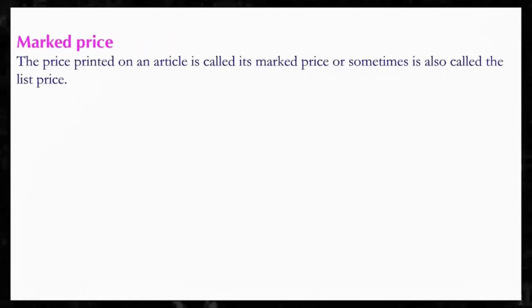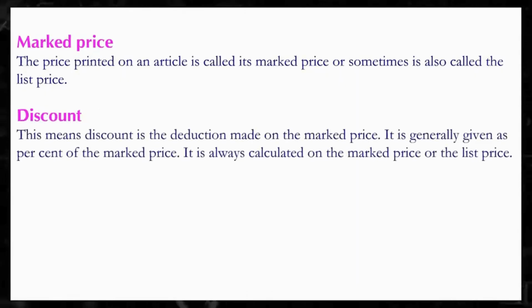Discount. Marked price. The price printed on an article is called its marked price, or sometimes also called the list price. Discount. This means discount is the deduction made on the marked price. It is generally given as a percent of the marked price. It is always calculated on the marked price or the list price.